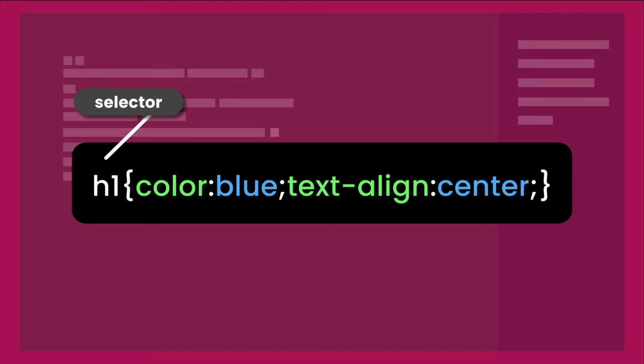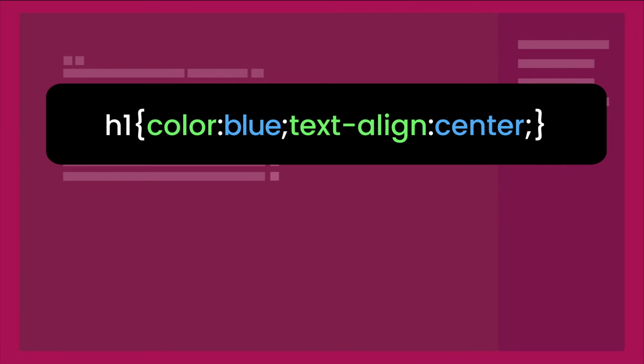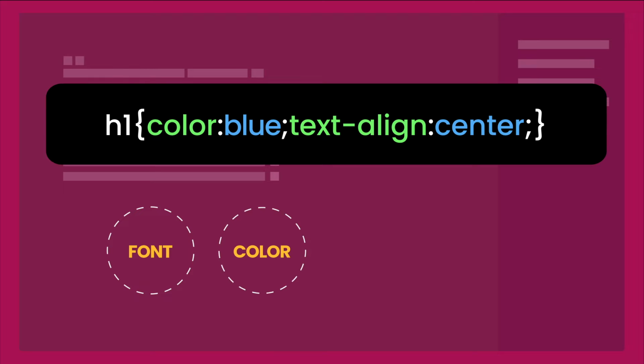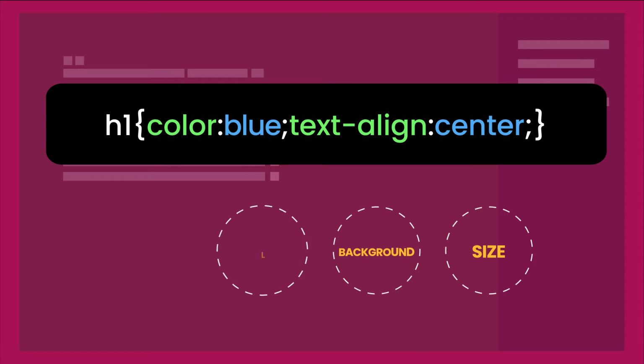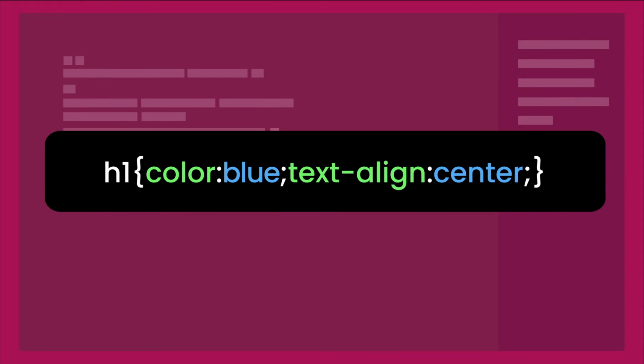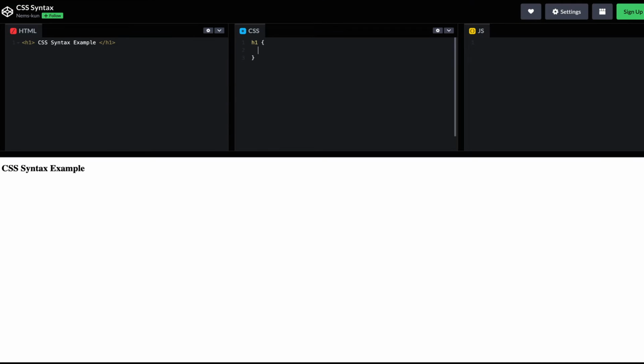After the selector, the text inside the curly braces are called the declaration groups. Each declaration contains the CSS property and the value separated by a colon, and ends with a semicolon. The CSS property is the style attribute you want to apply to the HTML element. This could be the font, color, background, size, and a lot more. Each property requires a value. In our example, the color property has the value blue, and the text align property has the value center. The browser that reads the CSS rule will display your heading 1 with color blue, and the text will be aligned to the center.